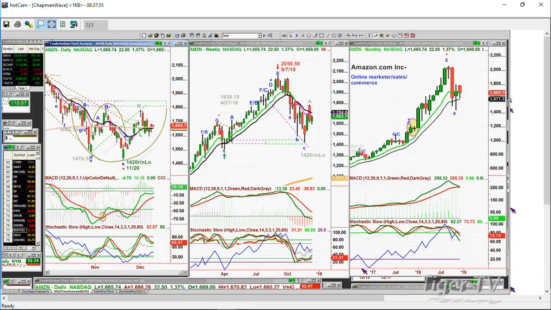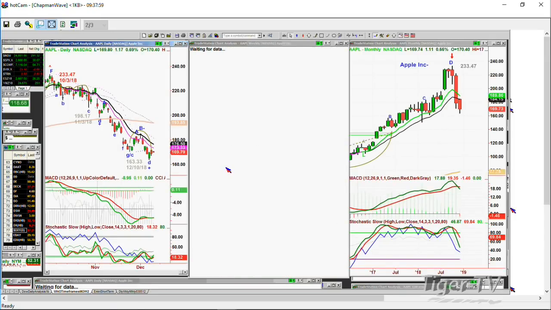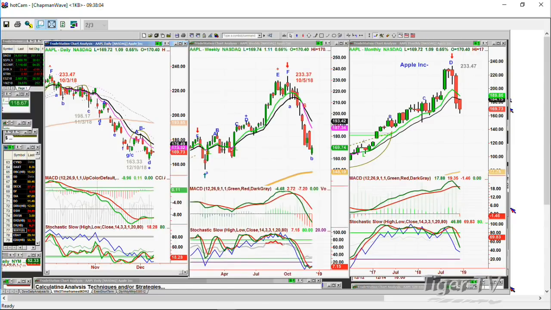Apple is under very serious pressure. It's trading up $1 at 169.80, making lower lows and lower highs. There's that peak D, and on the monthly chart it's 233. And where is it trading now? 169. I'm afraid, and Google, I'm going to say Google as long as I can.